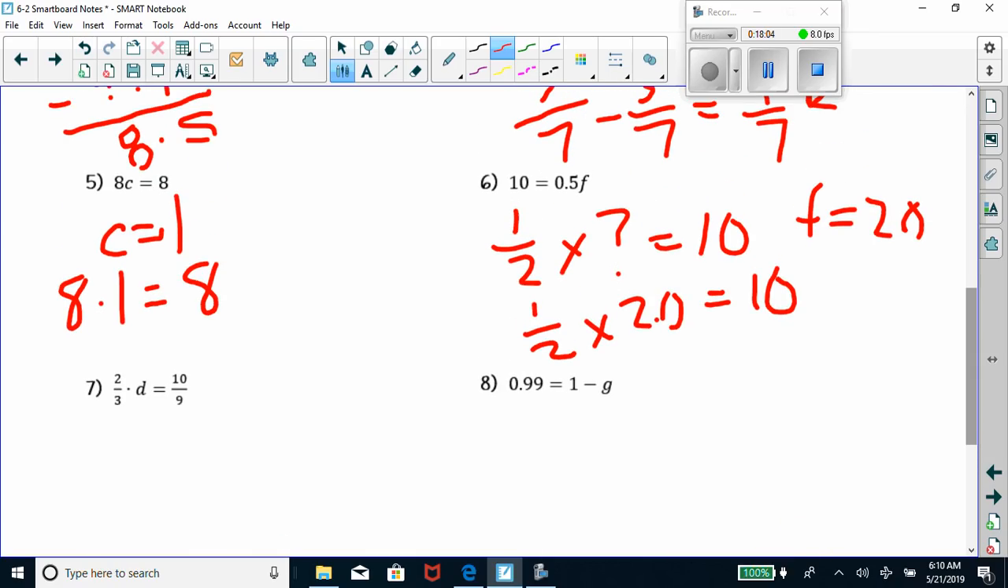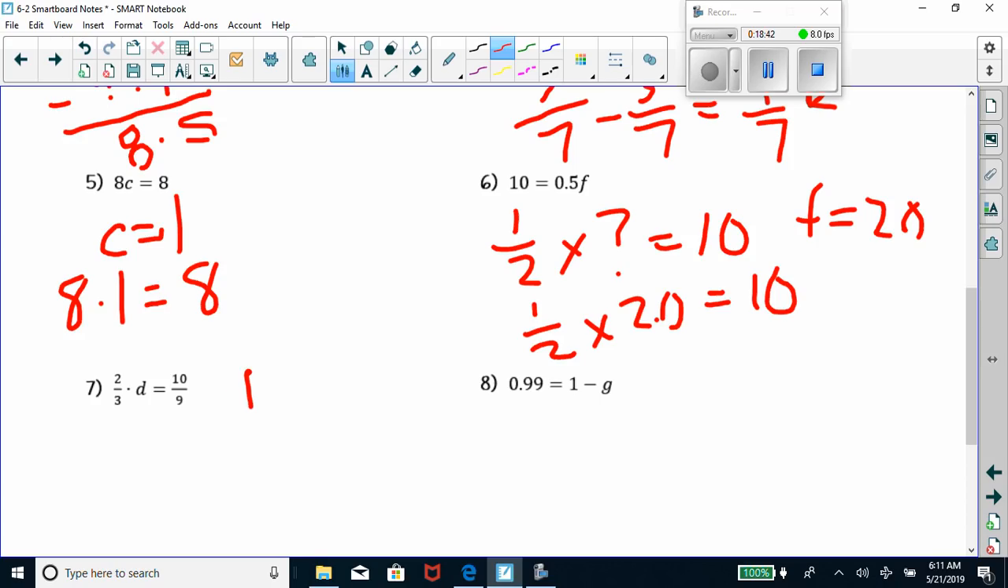All right, number 7. 2/3 times some number equals 10/9. 2/3 times d equals 10/9. So this one's a little tricky to think about. Sometimes it helps if you think of an analogy with whole numbers, because I think when students see fractions, it automatically kind of muddies the problem.